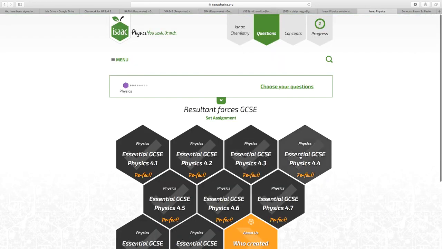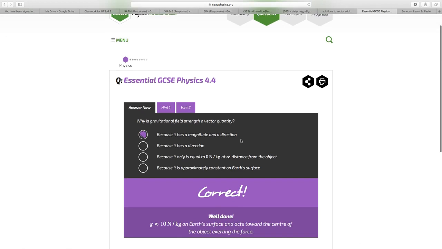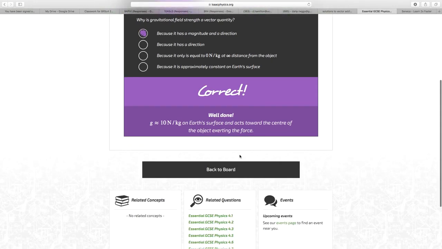I think I might have missed 4.4. Yes. Why is gravitational field strength a vector? Well, the definition of a vector is it has both magnitude and direction.